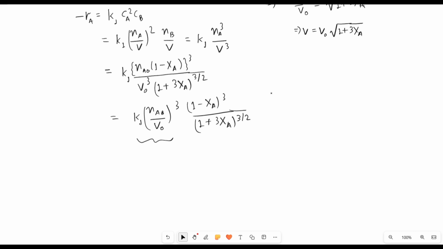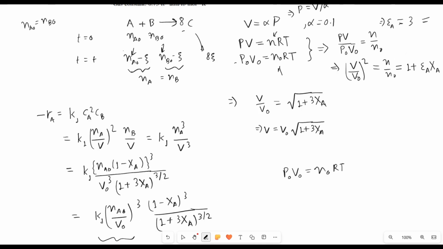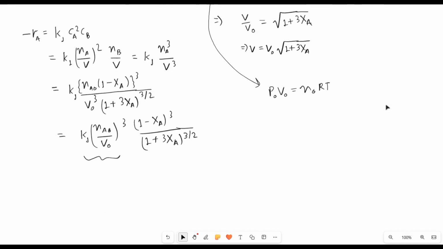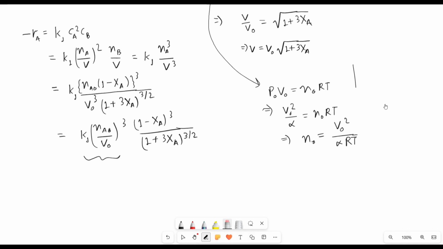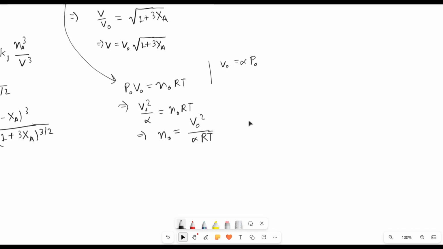In this question, the initial values are P naught V naught equals N naught RT. This is the expression we have used for the initial condition. Now the initial volume is given, so I will replace P naught with volume: V naught squared by alpha equals N naught RT. So the initial total moles is V naught squared by alpha RT. We have used V naught equals alpha P naught, the spring relation.